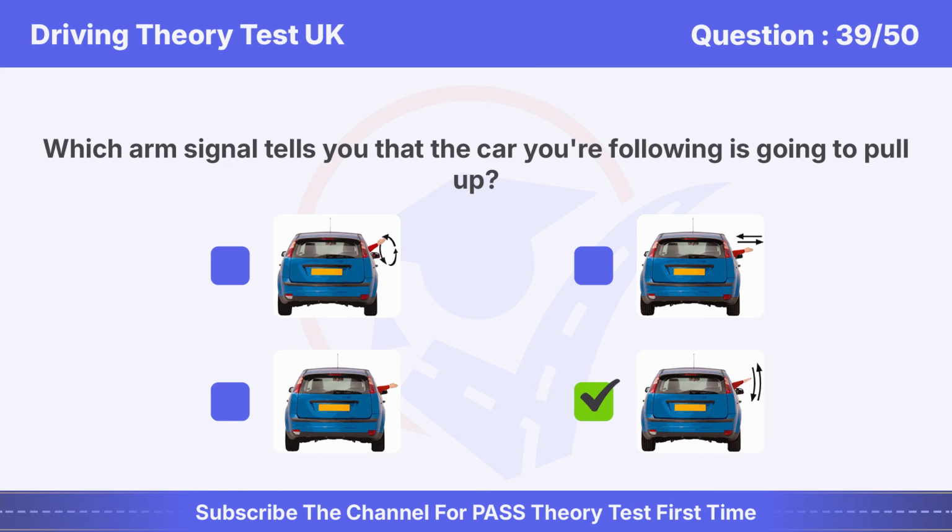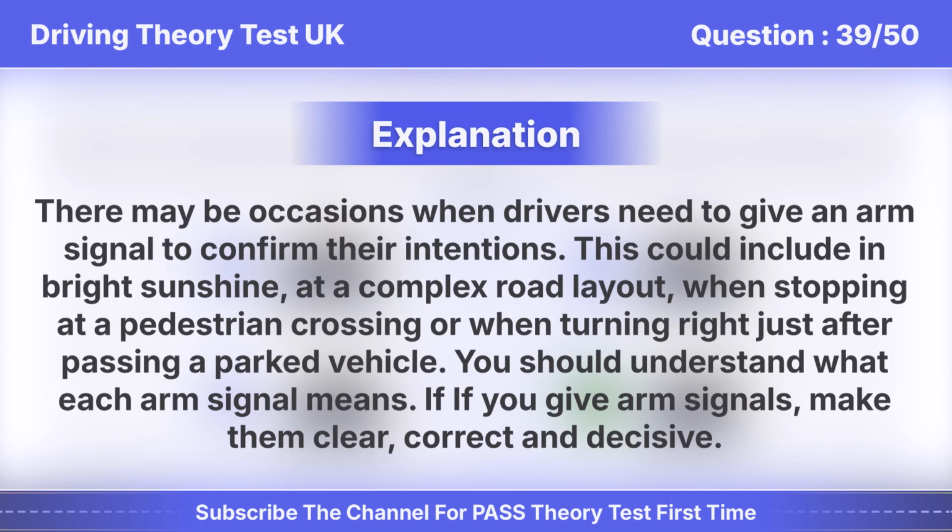Answer is D. There may be occasions when drivers need to give an arm signal to confirm their intentions. This could include in bright sunshine, at a complex road layout, when stopping at a pedestrian crossing, or when turning right just after passing a parked vehicle. You should understand what each arm signal means. If you give arm signals, make them clear, correct, and decisive.